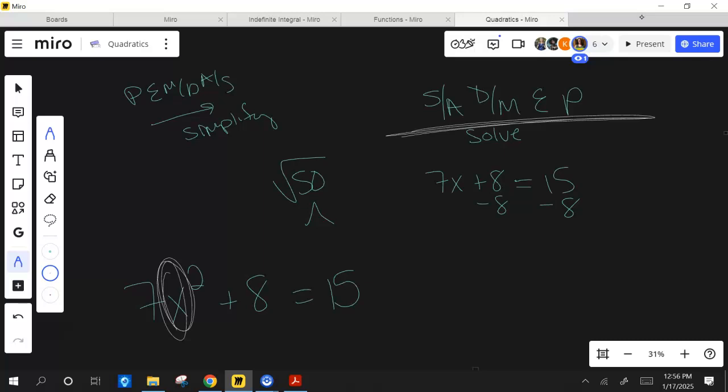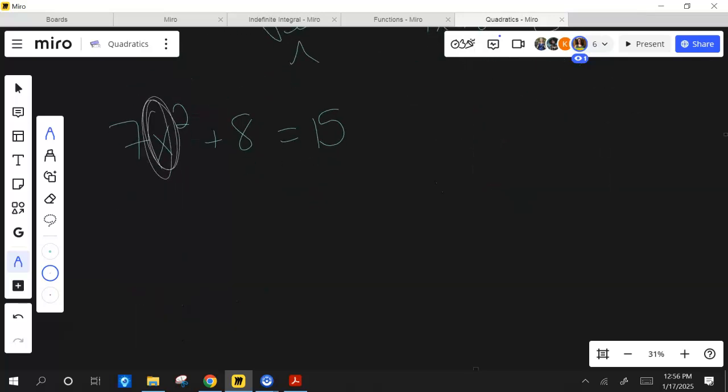Because everything on your test, I'm not going to always tell you which method to use. You're going to have to decide the easiest way to solve it. For one like this, the easiest way to solve it is always going to be SADMAPping if you can. Okay? What do I mean by that? Let's do it.